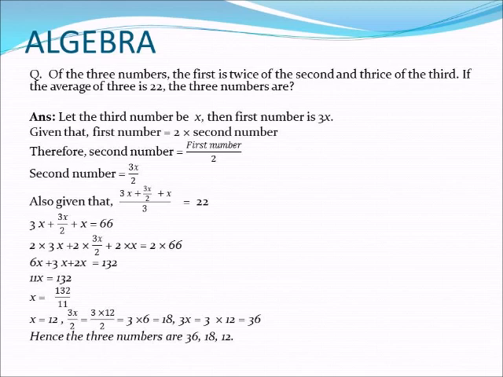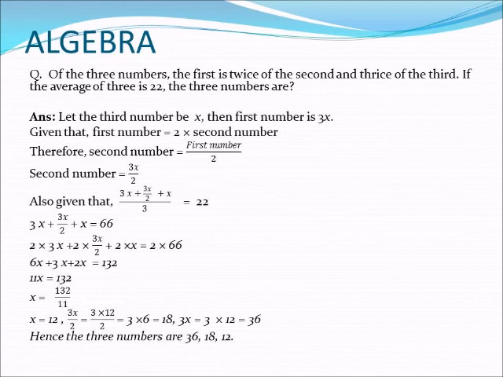So check the question. 2 into 3x is 6x. We multiply the constant numbers. Then 2 into 3x by 2 means 2 is on the numerator and 2 is on the denominator, then it becomes 1. 2 by 2 is 1, 1 into 3x is 3x. Plus 2 into x, 2x, equal to 2 into 66, which is 132.